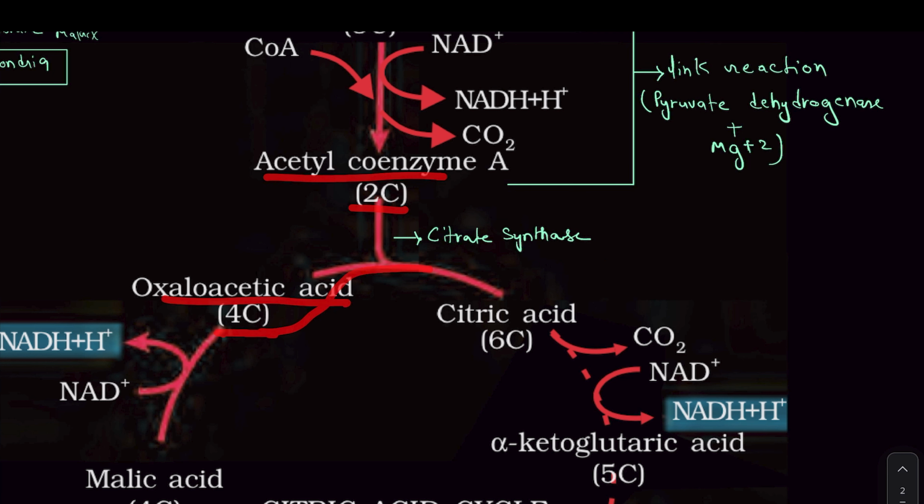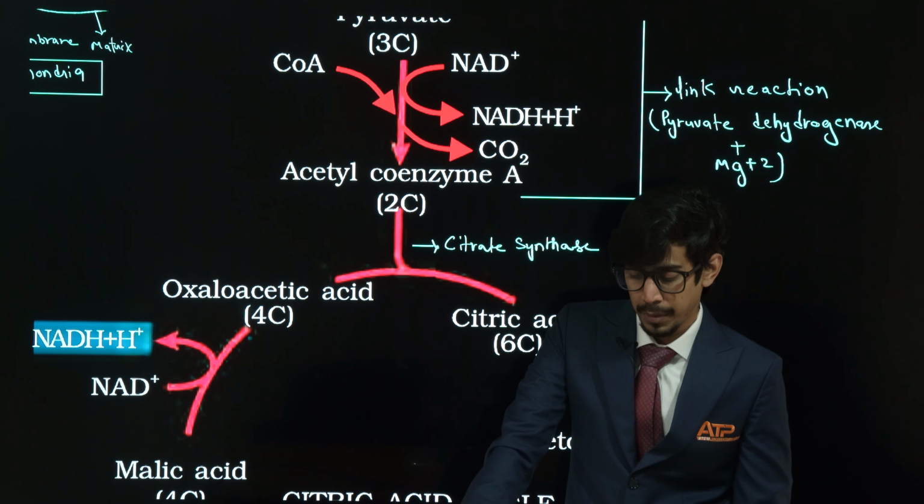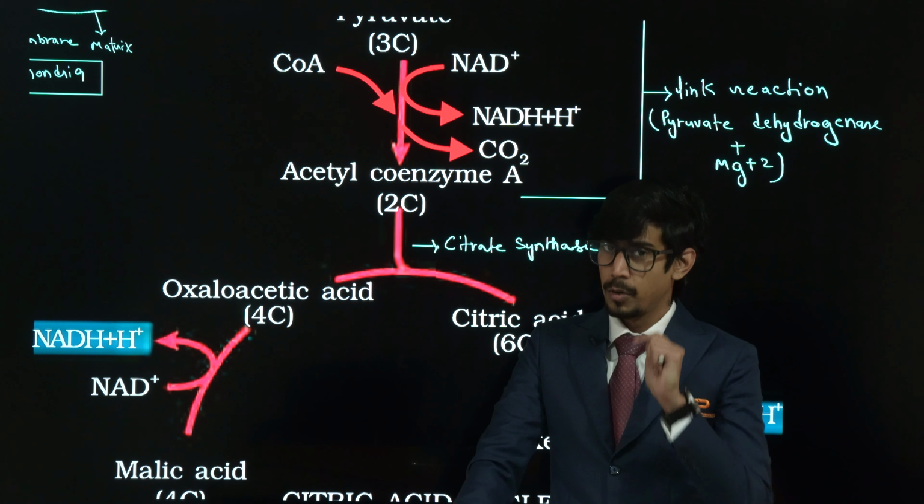Now see here, acetyl coenzyme A is 2-carbon, oxaloacetic acid is 4-carbon. So obviously when these two combine, they will form a 6-carbon compound. 4 plus 2, 6. So a 6-carbon compound called citric acid is formed here, in the presence of which enzyme? Citrate synthase. Now the next two reactions are going to be very important.